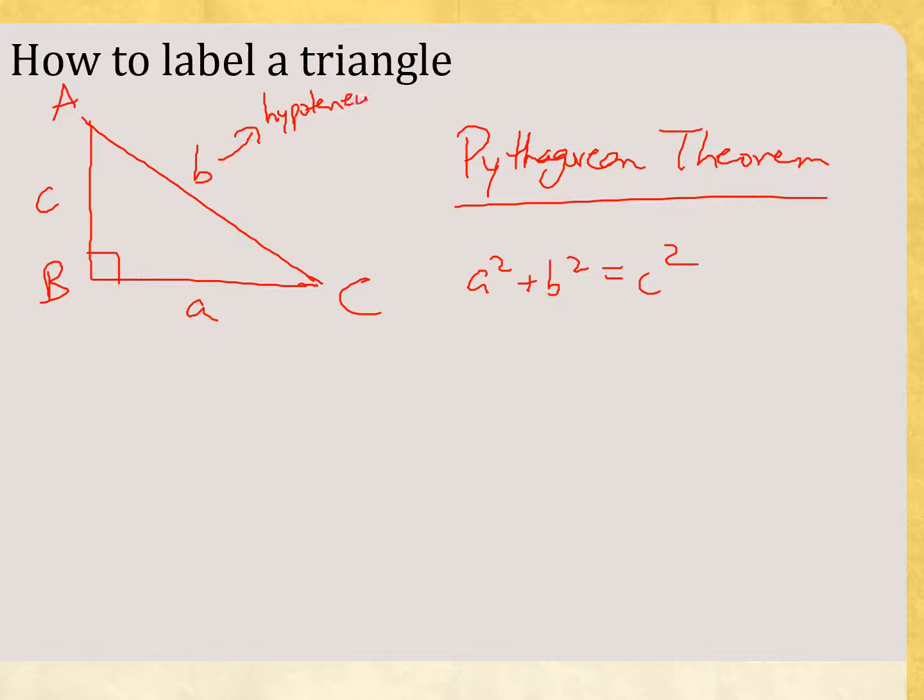in this case, b is your hypotenuse. So it would be a squared plus c squared equals b squared. And as our general placeholder equation, c is our hypotenuse. And do not forget, hypotenuse is always across from the right angle.